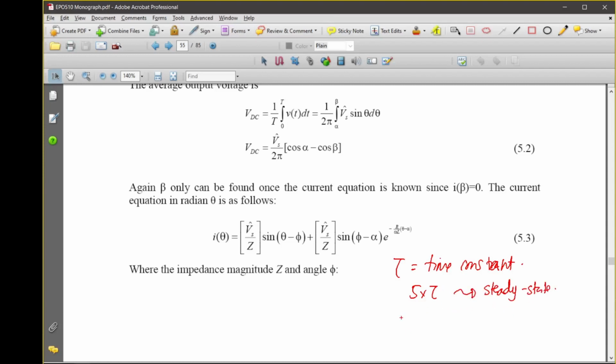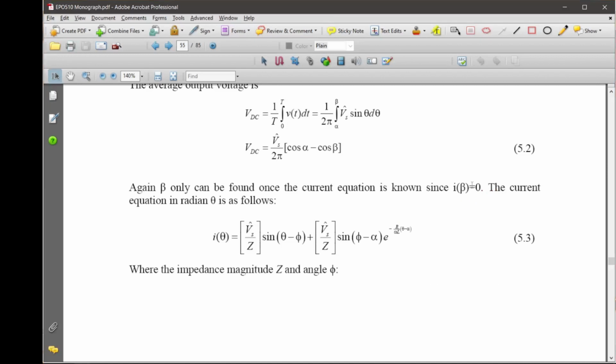Five times tau. So what is tau? Tau equals L over R. Whatever the L is, you divide by R, and that gives you tau. So here we can modify that. Therefore, you have minus theta minus alpha divided by omega tau. You can also have that equation.